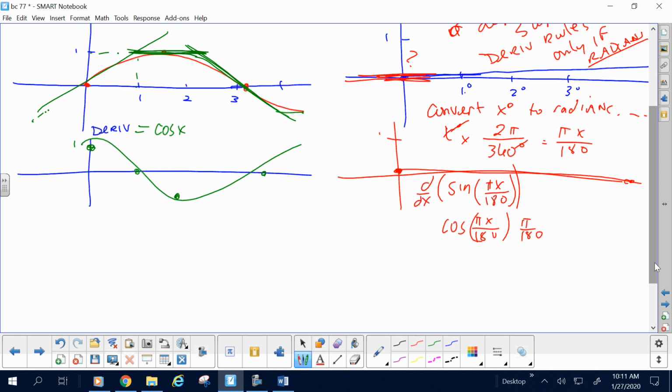All right. So the point of that is all those derivative rules are totally dependent on the problem being in radians. All calculus is done in radians, never degrees. Understood?